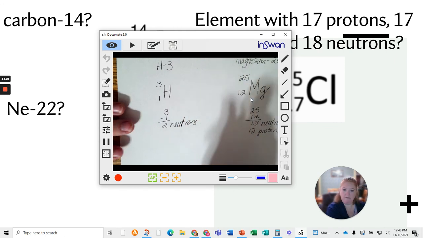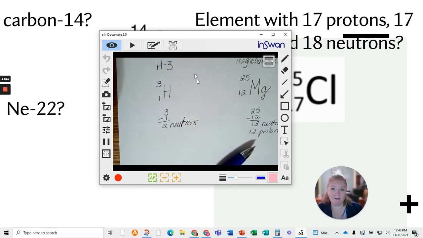I have a messy T. Okay, so hopefully that helps. That is isotope notation with mass number and atomic number.